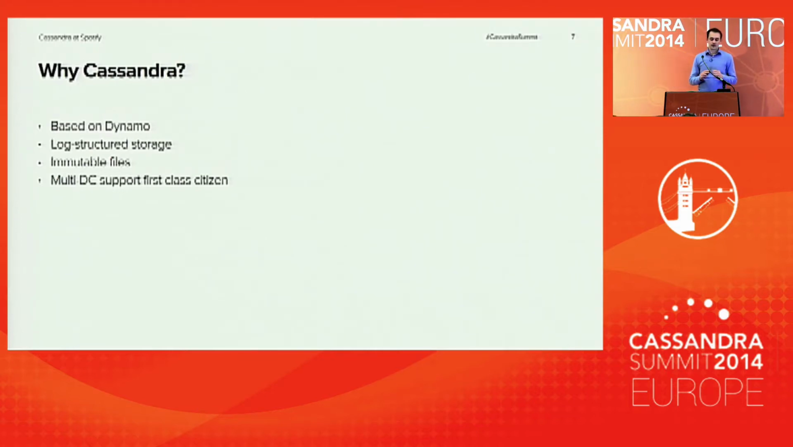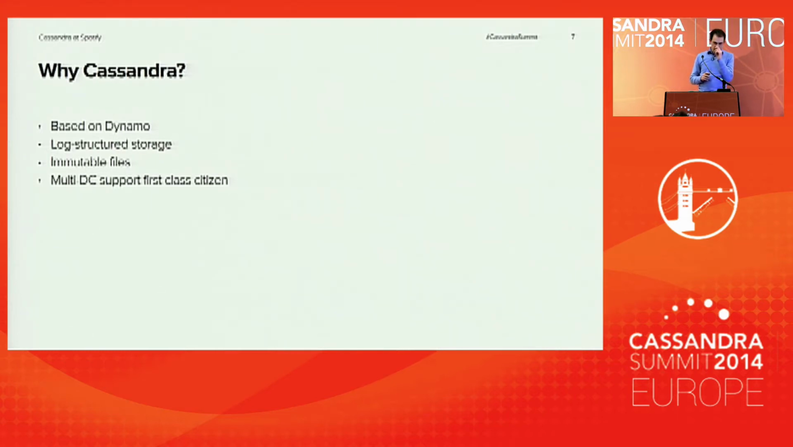The internal storage within a node was very robust. It used log structured storage and immutable files. All these things make it very unlikely that you would end up with corrupt data. It also has multiple data center support as a built-in first-class citizen, which meant the whole home siting concept that we were worrying about, we don't have to bother about. We can just fairly easily replicate data across data centers.